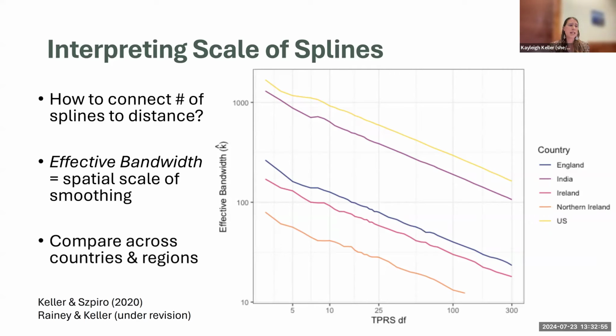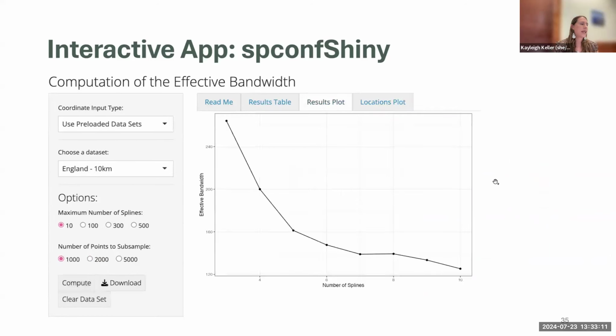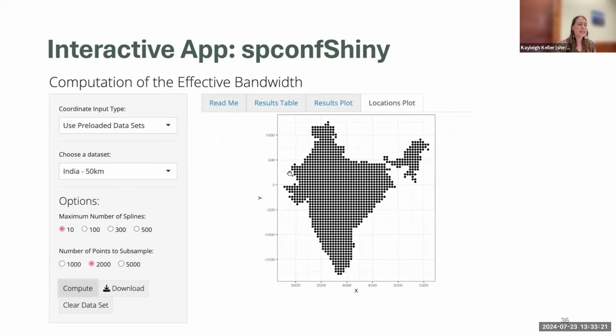We've also put together an interactive Shiny app, which allows you to visualize this for different areas. So this is just showing an example where we've got a 10-kilometer grid across England. And so taking these data points as input, we could calculate what is the distance in terms of kilometers that corresponds to a different number of splines here across the horizontal axis. And so we can see how this plays out in England, or we could see how it plays out, for example, in India, in this case, using a 50-kilometer grid.